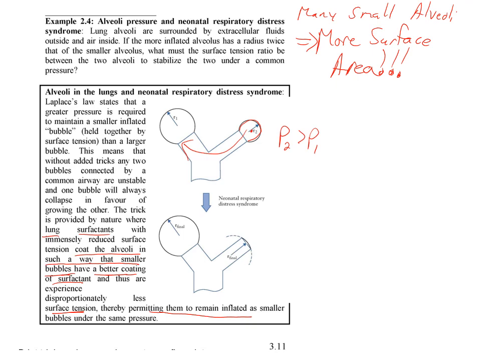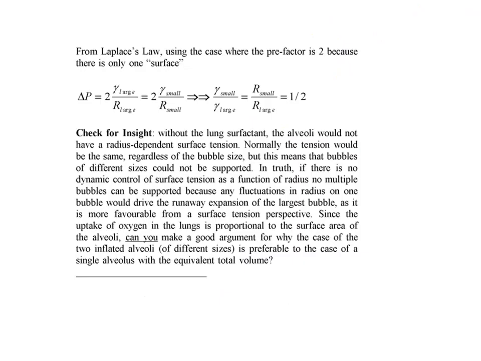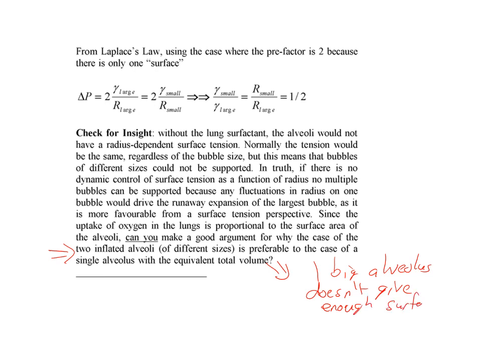Can you make a good argument for why the case of 2 inflated alveoli is preferable to the case of a single alveolus with the equivalent total volume? And so the answer is what we just talked about. One big alveolus doesn't give enough surface area. That's a pretty important concept, and it's one of the main reasons why larger animals had to develop lungs in order to reach the sizes that they did.